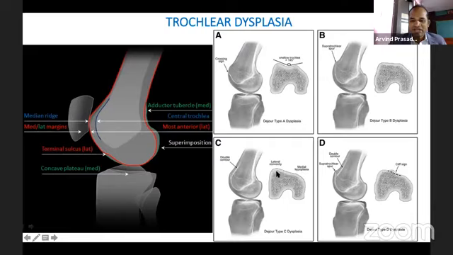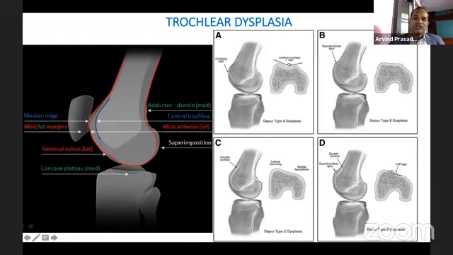And there is lateral convexity, that is, the lateral condyle is hyperplastic and the medial condyle is hypoplastic. Then there will be 2 lines, one for the lateral cortex and another for the medial cortex. So there will be 2 lines, that is called a double contour. And when there is this cliff, it will appear as a spur, as well as, because of this hyperplasia and hypoplasia, there will be a double contour. So this is called type D dysplasia.